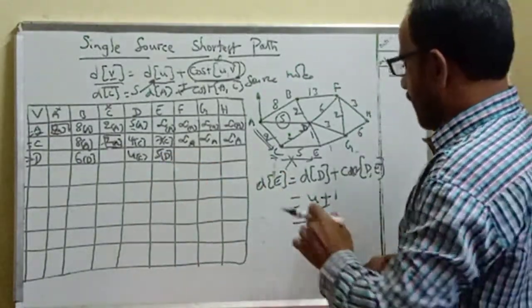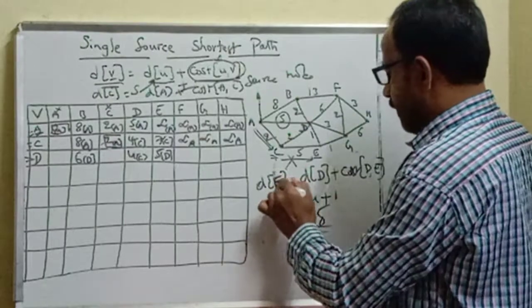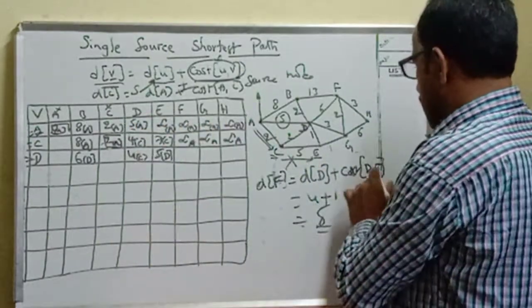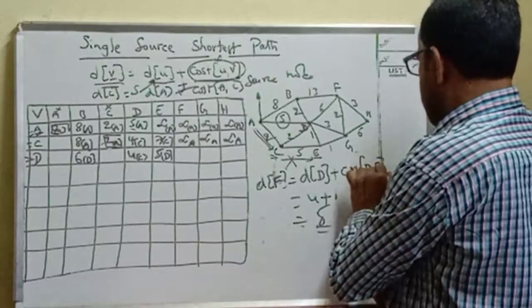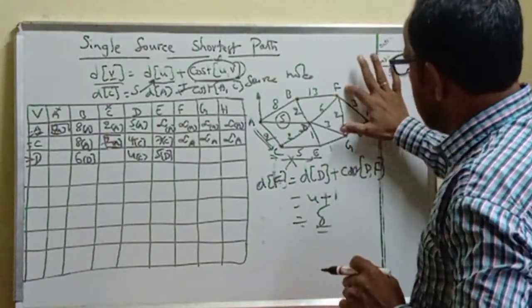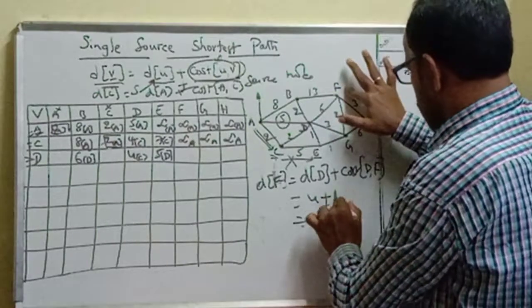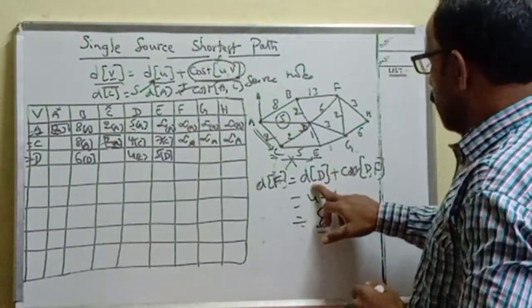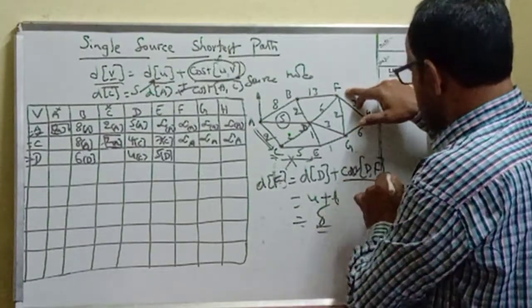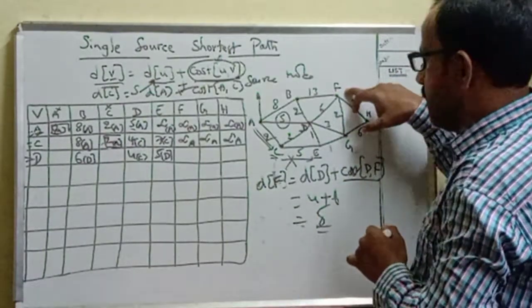Okay. Next one is F. What is D of F? D of D, because D is the intermediate node, plus cost of D comma F. Is there any direct edge between D and F? Yes. There is a direct edge between D and F. The cost is 6 units. So D of D is 4, and cost of D comma F means the direct edge cost. Please remember, cost means edge cost.